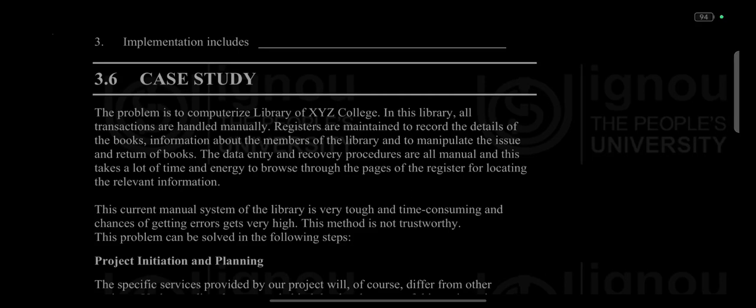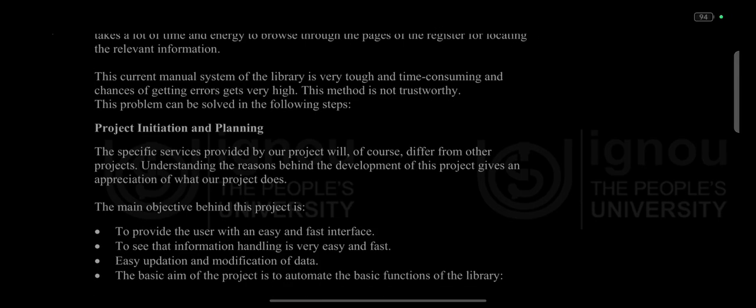The data entry and retrieval procedures are all manual, and this takes a lot of time and energy to browse through the pages of the register for locating the relevant information. The current manual system of the library is very tough and time consuming, and the chances of errors get very high. This method is not trustworthy. This problem can be solved in the following steps.